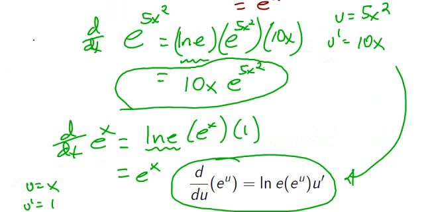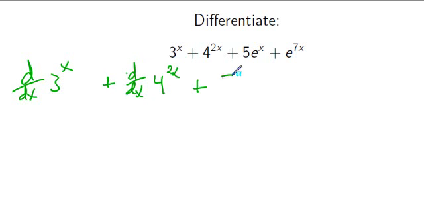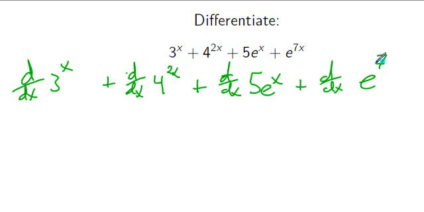Let's try one all together. Here we're asked to differentiate 3 to the x plus 4 to the 2x plus 5e to the x plus e to the 7x. Using the sum and difference rule, because the terms are separated by plus or minus signs, in this case all plus signs, I can evaluate them individually. So I need to find the derivative of 3 to the x, plus the derivative of 4 to the 2x, plus the derivative of 5e to the x, plus the derivative with respect to x of e to the 7x.